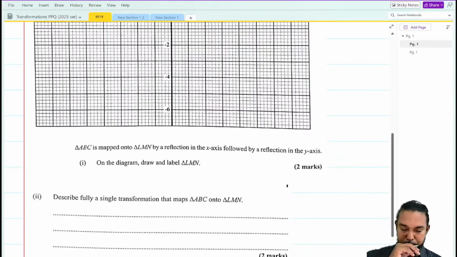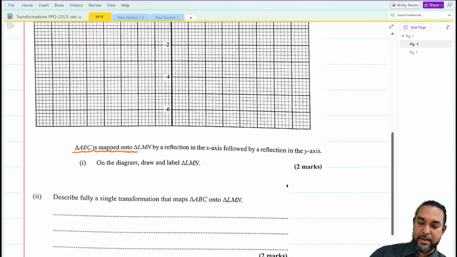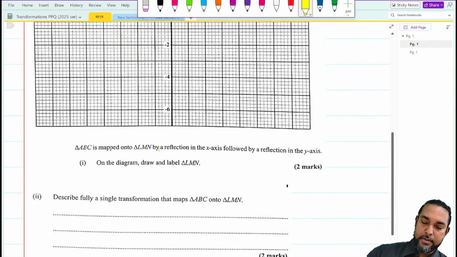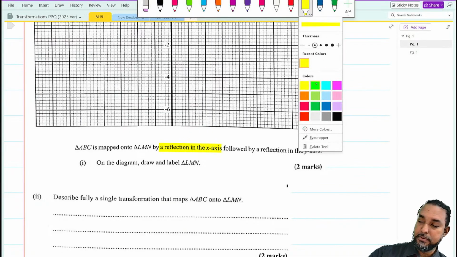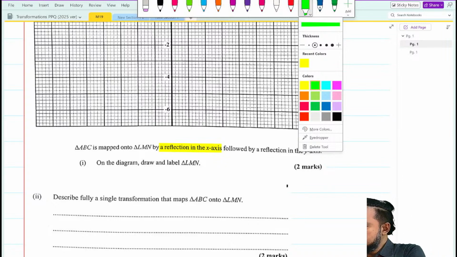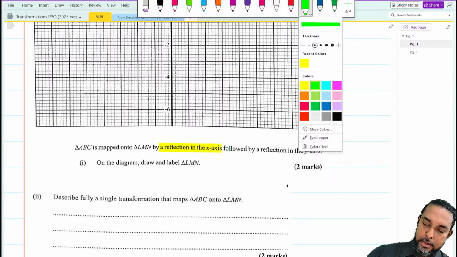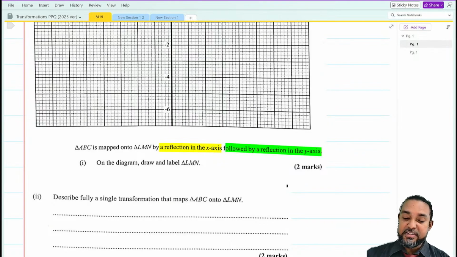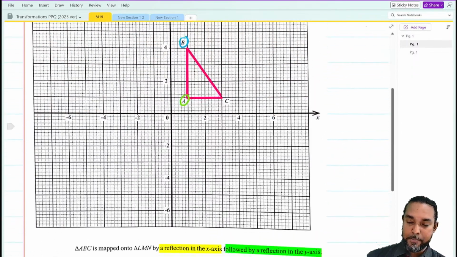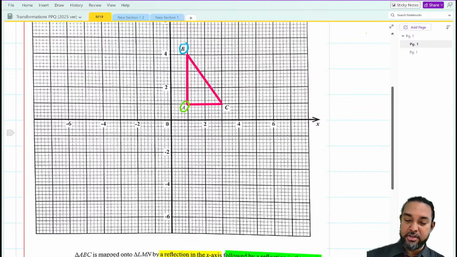What do they want us to do? ABC is mapped onto LMN by a reflection in the x-axis. So let's highlight that in yellow, shall we? A reflection in the x-axis, and followed by a reflection in the y-axis. All right, so this is a nice one to start with because it's two relatively simple ones, two reflections. So what we have to do is draw on the diagram and label triangle LMN, and describe fully a single transformation that maps ABC onto LMN. So the first thing is the item in yellow. We're going to reflect in the x-axis.